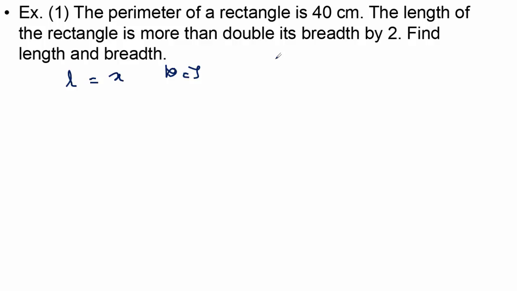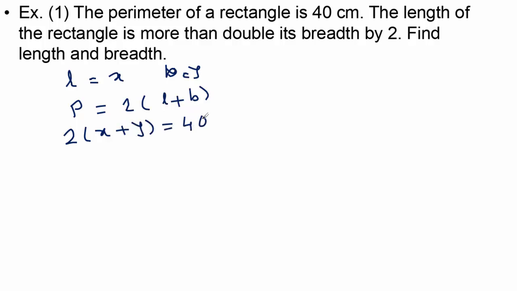Then from the condition, perimeter equals 2 times length plus breadth. From this we can get 2 times x plus y equal to 40, and hence x plus y equal to 40 divided by 2, which is 20. This is our first equation. Thus equation first is formed.